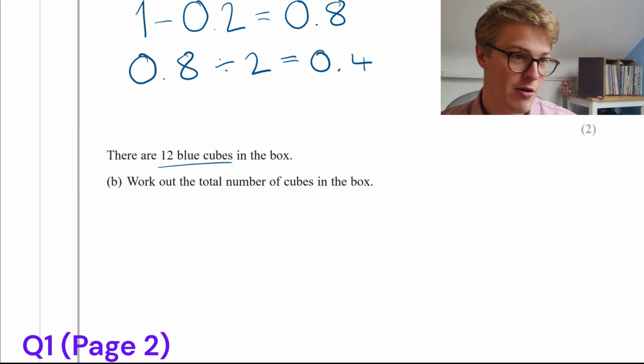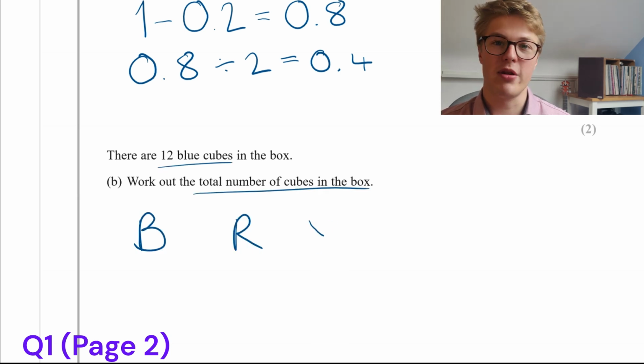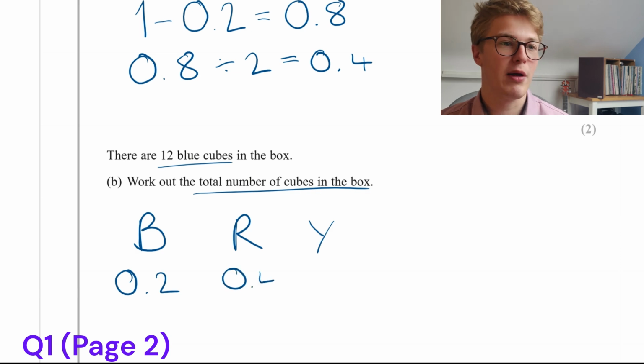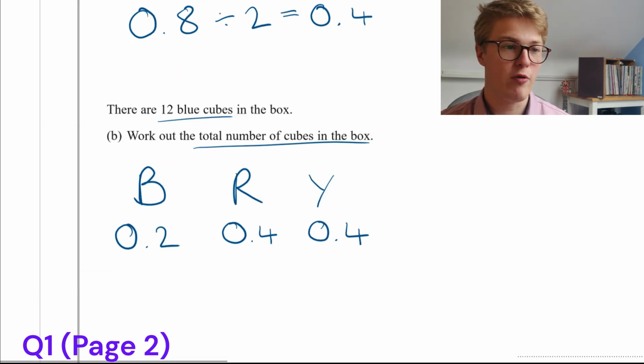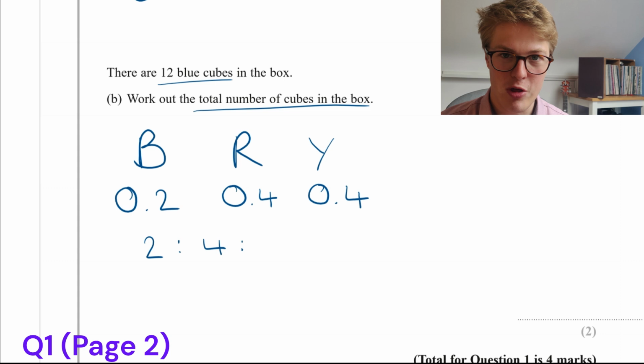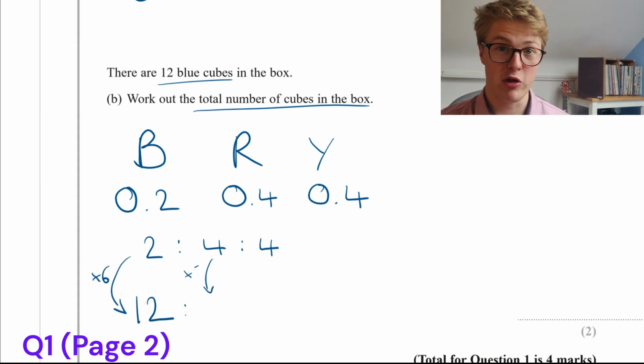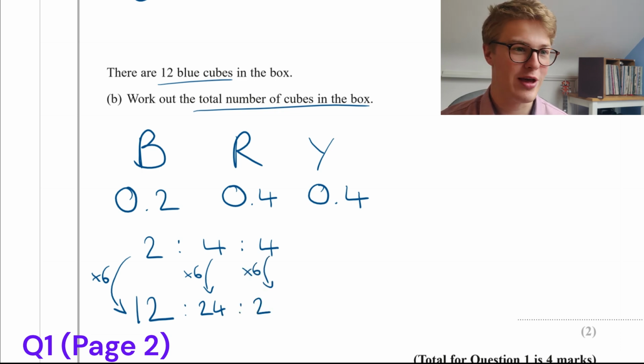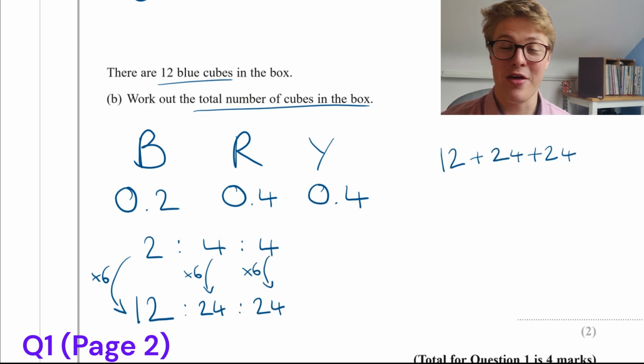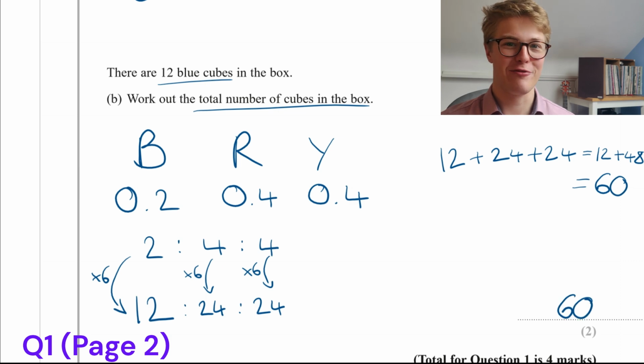Work out the total number of cubes in the box. So we know the probabilities for blue, red and yellow. If we multiply all of these by 10, we have 2 to 4 to 4. We know that there's 12 blue cubes in the box, so we can multiply this ratio by 6, and we end up with 12 blue cubes, 24 red cubes and 24 yellow cubes. We then add all of these together and we end up with 60, so 60 is our final answer.